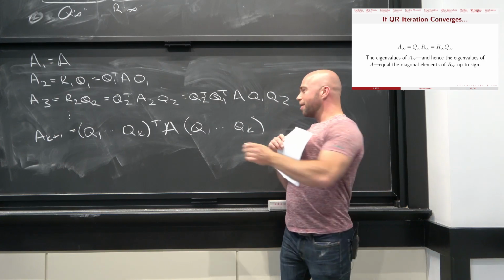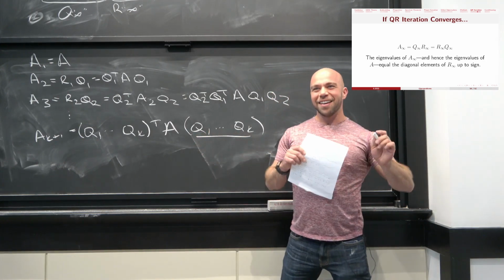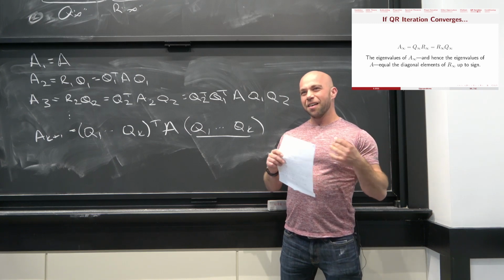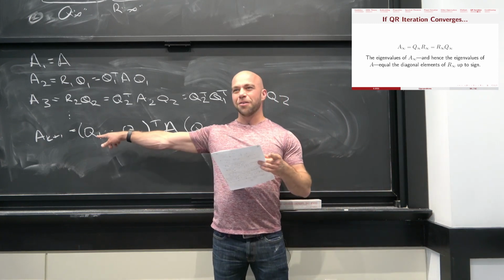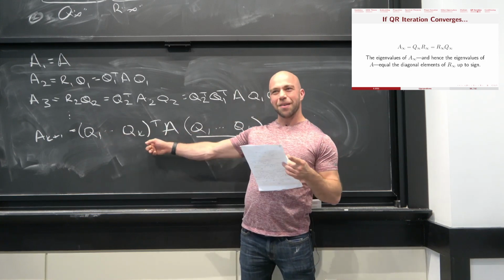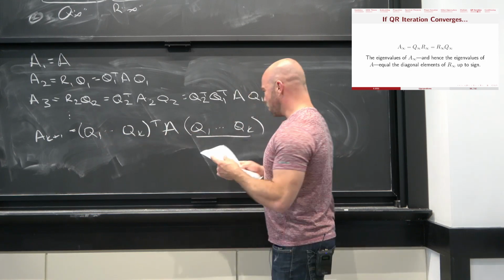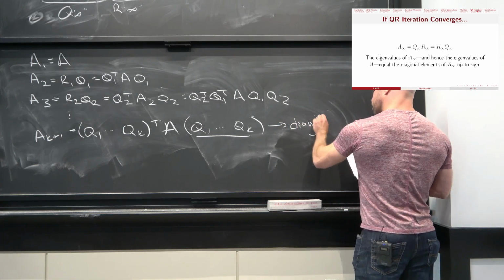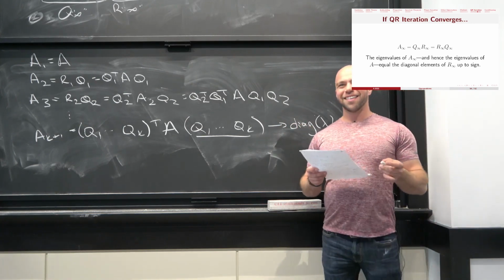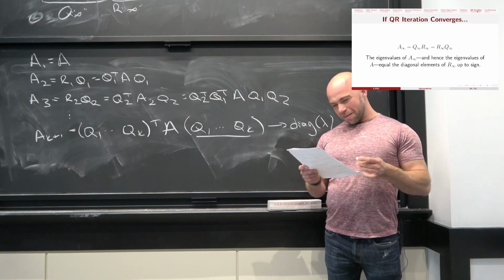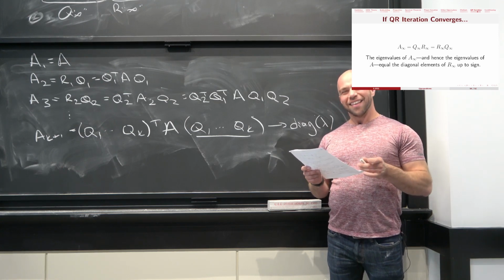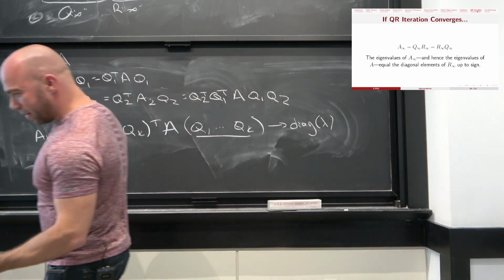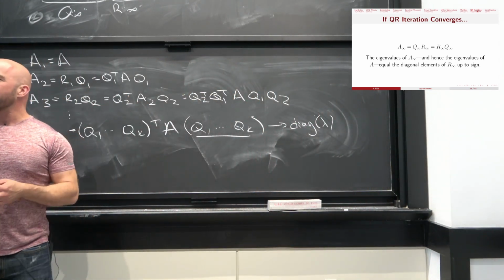But remember that this product converges to the matrix of eigenvectors. So what is A going to converge to? Well, it's just A conjugated with the Q's. So now what we've shown is that this goes to a diagonal matrix of the eigenvalues. Cool? All right. So in any event, I think that basically justifies our QR iteration story here.